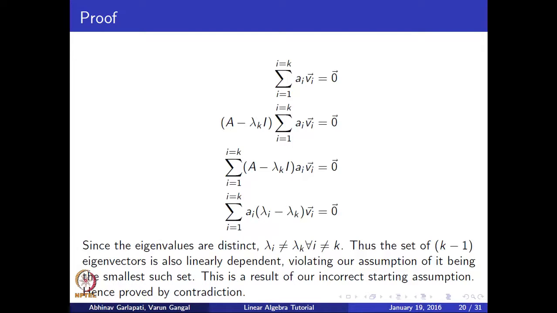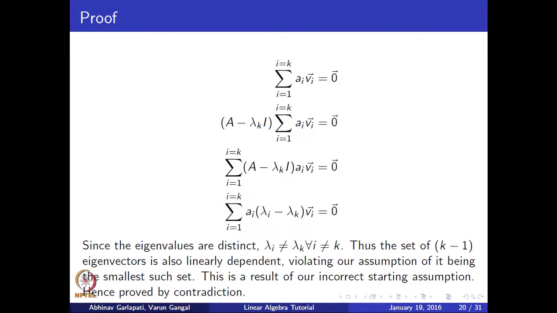We shall prove this by what is called a proof by contradiction. If this theorem doesn't hold, that means there's a set of k eigenvectors such that it is linearly dependent. Let the ith vector in this set be Vi and the corresponding eigenvalue be lambda_i. Note that we are considering the smallest such set. Since the set is linearly dependent, this means there exist real constants ai such that summation ai Vi equals 0. Now let's multiply both sides of the equation by (A minus lambda_k I).